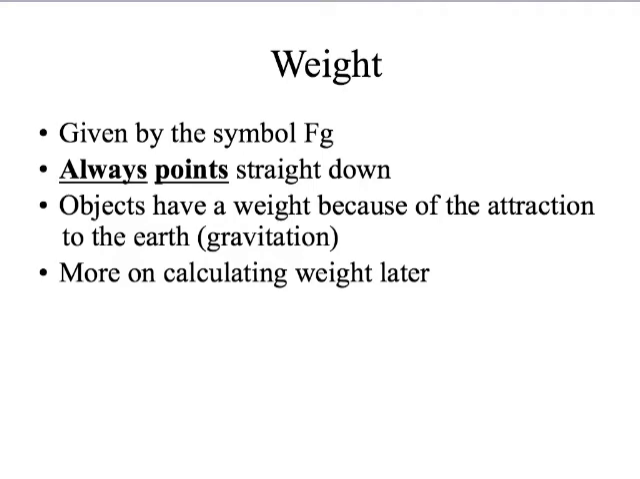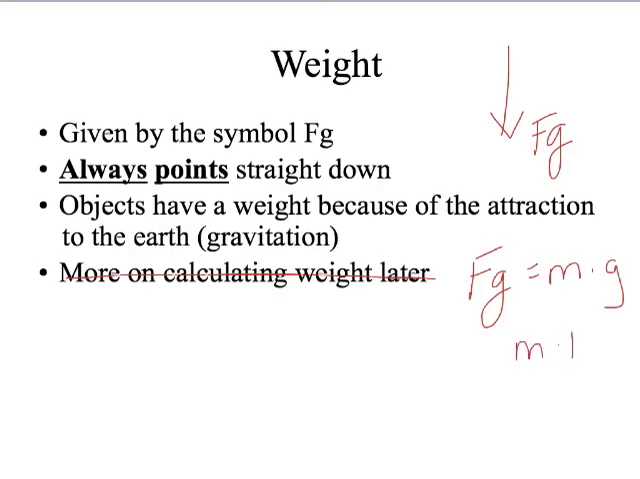Weight is F sub G, all right? Weight always, always, always points down. It cannot point any other direction. F sub G has to point straight down, all right? And rather than talking about calculating it later, we already know F sub G is your mass times gravity. So mass times 10 meters per second squared. We will use that a lot with free body diagrams, so make sure you remember that.